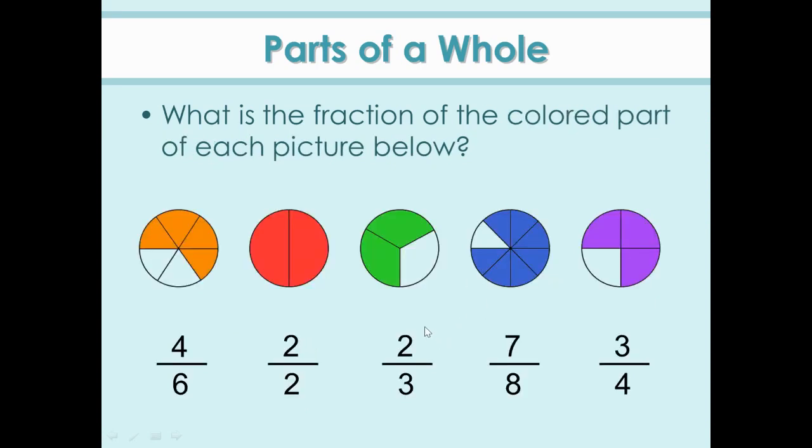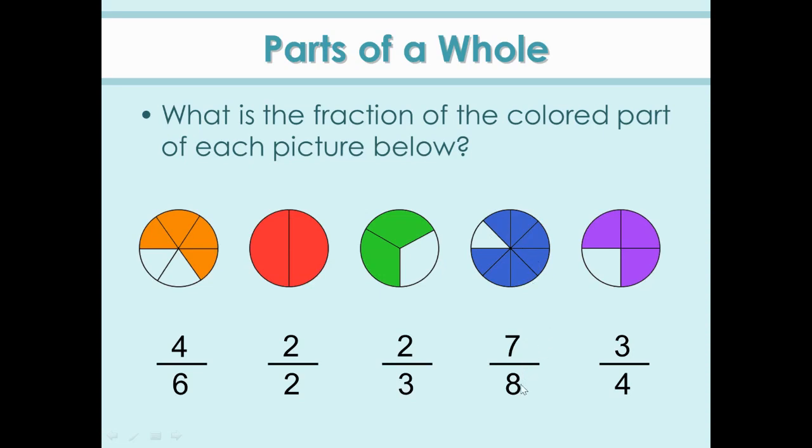The next one we have is 2/3. We know this because we have 2 parts that are shaded out of the 3 equal parts. So our numerator is 2. Our denominator is 3. Another one we have is 7/8 because we have 7 parts that are shaded out of the 8 equal parts. Our numerator is 7.